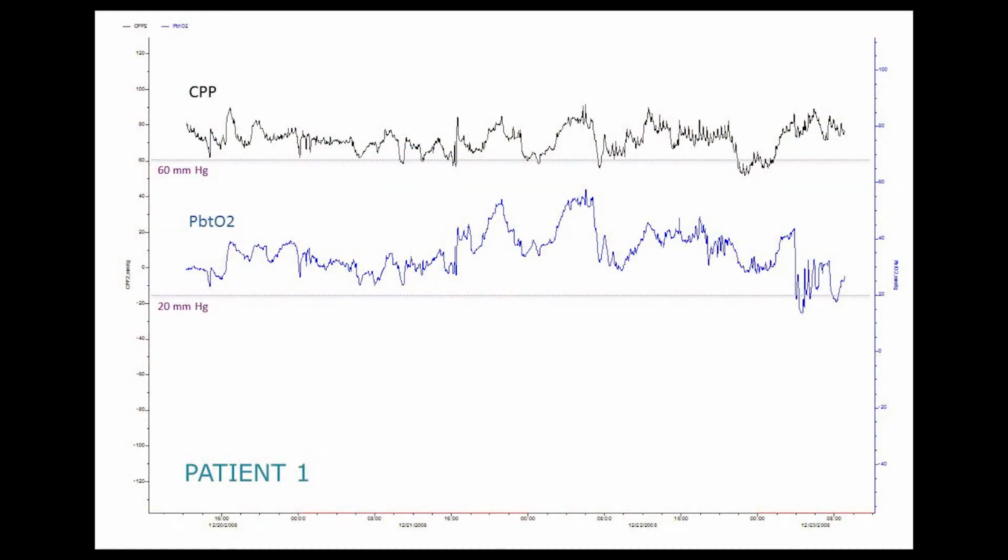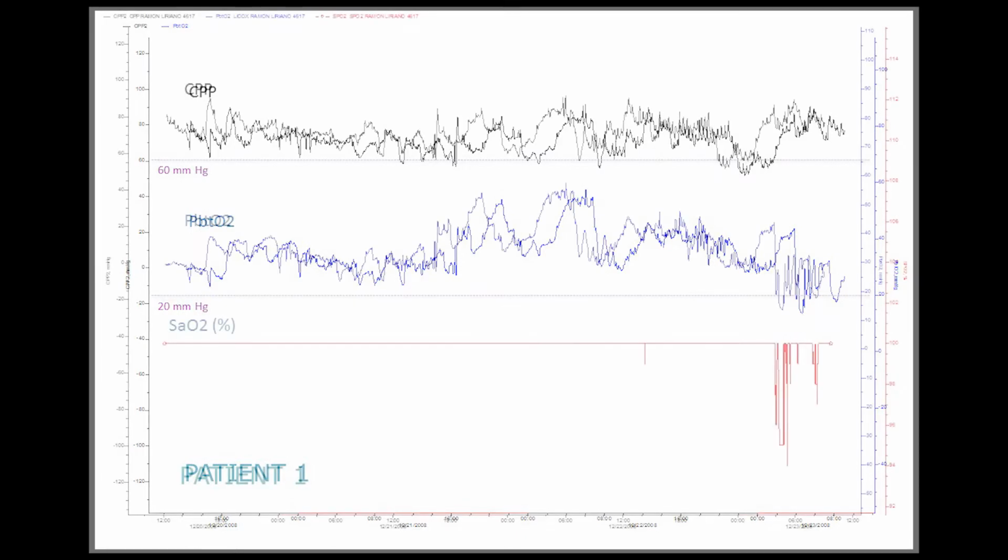So here's an example. You see PbTO2 here in the middle panel, moving up and down, seemingly in parallel with the CPP. And then at the end, though, you see the PbTO2 go down, but the CPP is high.